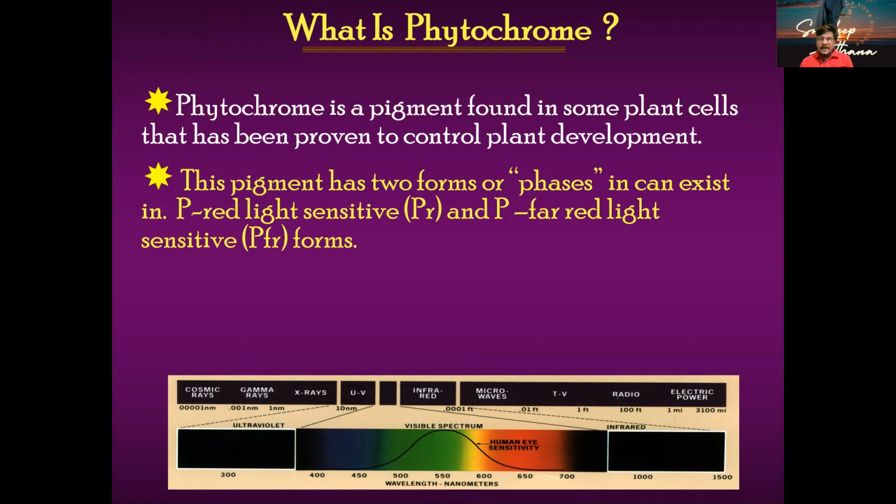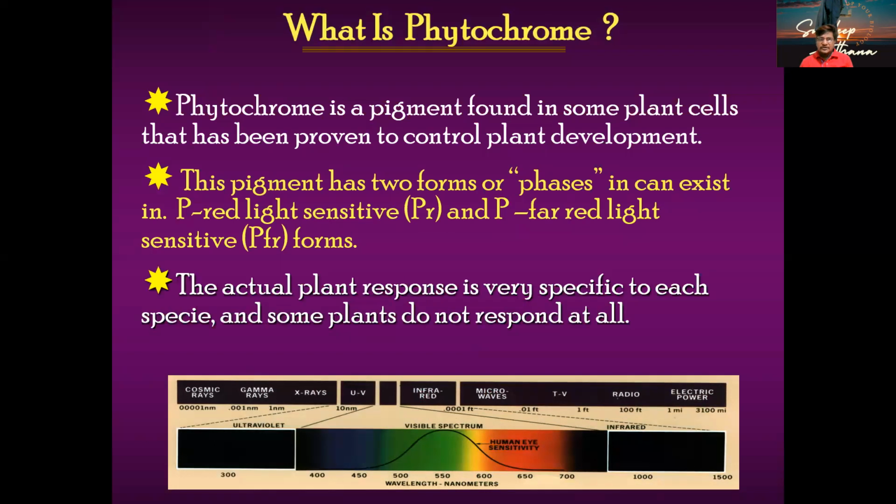The pigment, as I told you, has two phases. It can exist in one form which is sensitive to the red light, and another which is sensitive to the far red light, and they are interconvertible. So the actual plant response is very specific to each of the species put under study, and some plants are completely neutral. So we cannot just generalize that every plant is dependent on light, especially for some physiological activities. There can be certain plants whose flowering may not be affected by the light.